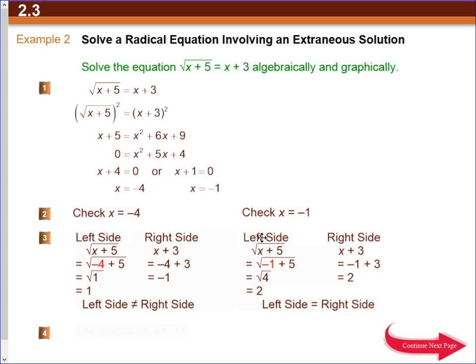Checking then with the other answer, negative 1. Negative 1 plus 5 is equal to 4. The square root of 4 is 2. Negative 1 plus 3 is equal to 2. The left side is equal to the right side, so x is equal to negative 1 is an acceptable root.